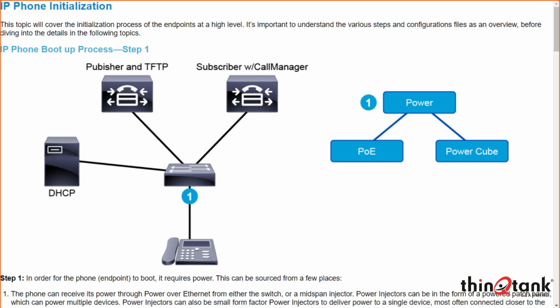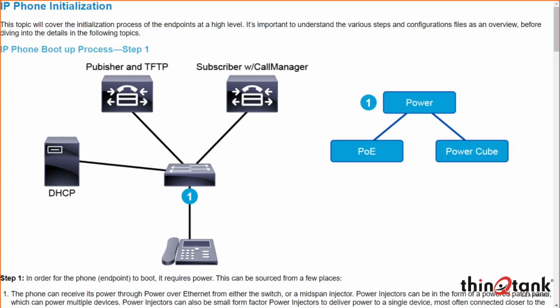Step 1, power over Ethernet, right? Now, the Cisco phone obtains its power from the switch, or it certainly can obtain its power from the switch. We can also plug the phone into a wall with a power cube, or we can use some sort of power injector to inject power into the phone. But typically, the switch is going to be the one that's providing the power.